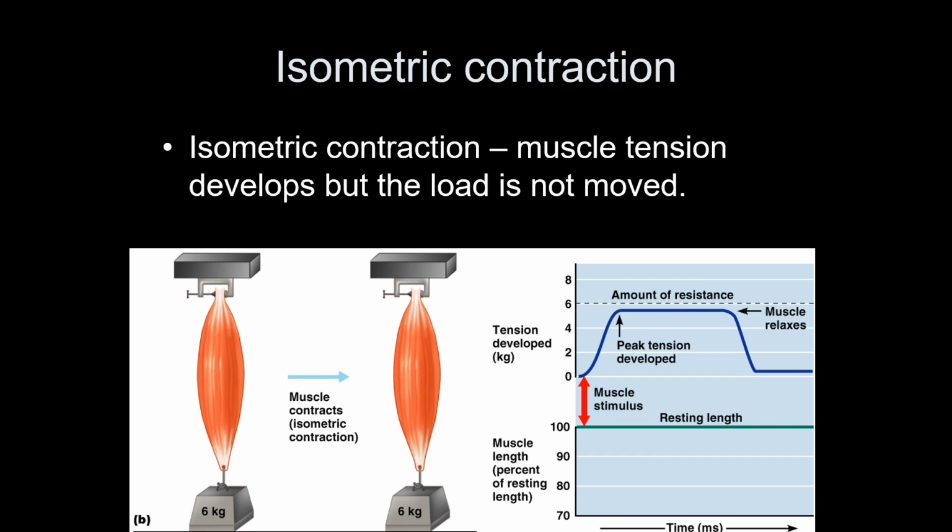Isometric contraction happens whenever the muscle generates tension, but it doesn't actually move the load. So as you can see right here, they've hooked this up to something called a tensiometer. It measures the amount of tension that's generated whenever the muscle tries to contract.